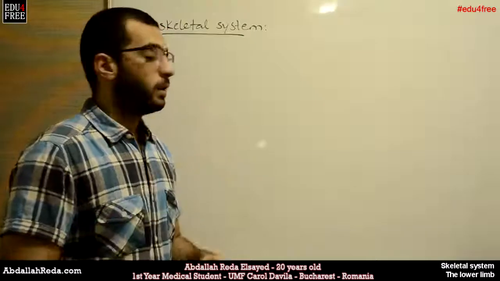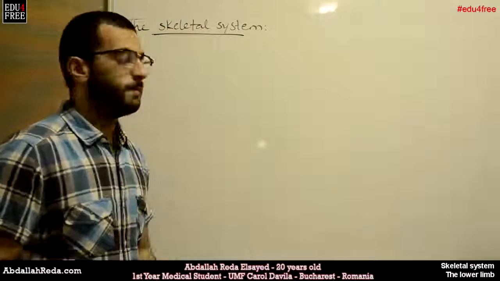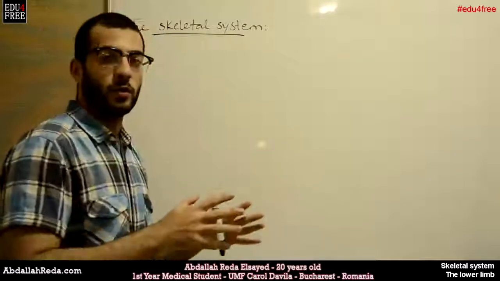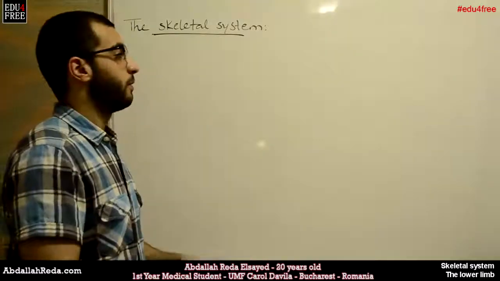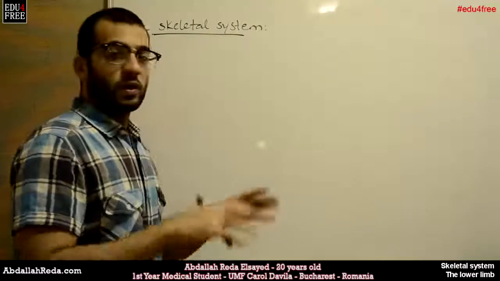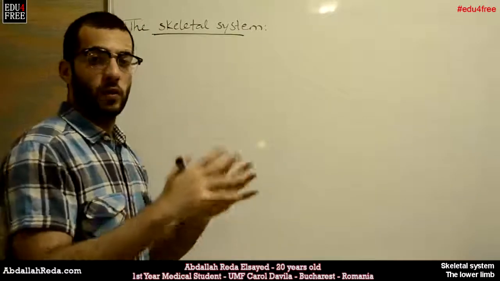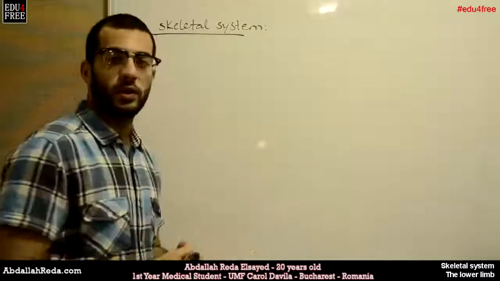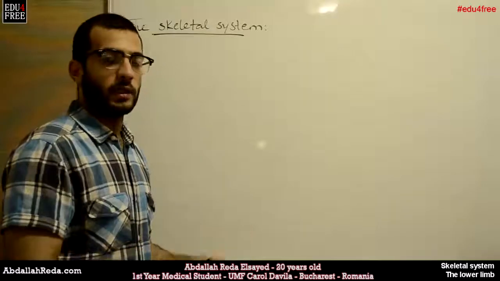So now we talked about all the skeleton except for the lower limb, so we're going to talk about the lower limb. The lower limb, we can say that it consists of two parts. We have the pelvis and we have the limb itself. The pelvis, or the pelvic girdle, is like the pectoral girdle. It consists of two bones, but the difference is that these two bones are actually joined together from the back and the front, anteriorly and posteriorly.